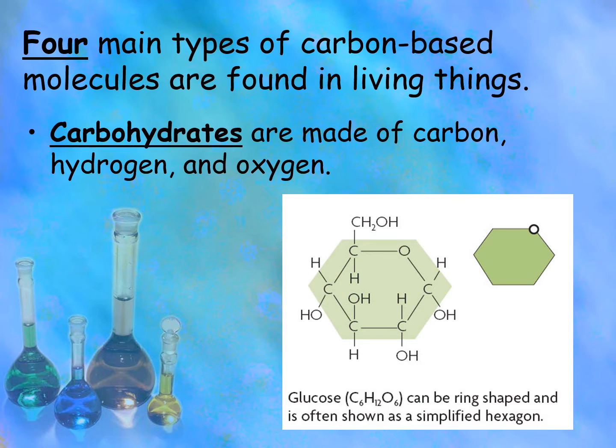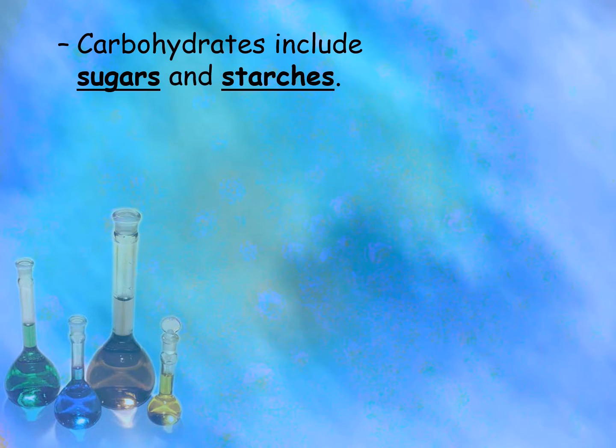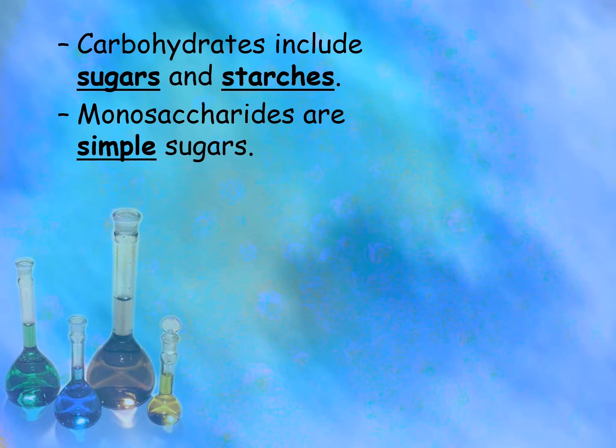The left-hand structure is a more detailed structural formula, and then sometimes, just to simplify it so they're not writing all the extra hydrogens and stuff, they just write it as just the simple ring shape on the right-hand side. Carbohydrates include things like sugars and starches. Monosaccharides are simple sugars. Remember, mono means one or single, and the root word saccharide relates to sugars. So that's a good one to remember, that that is talking about a sugar.